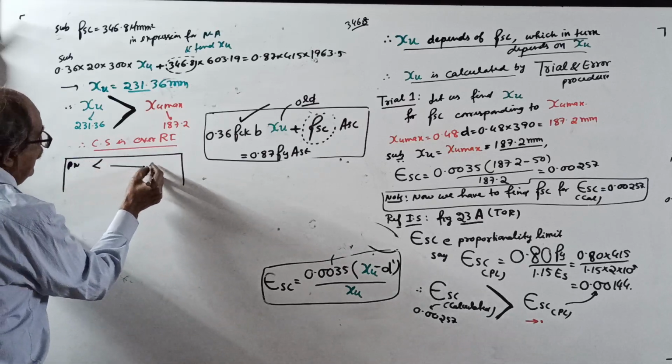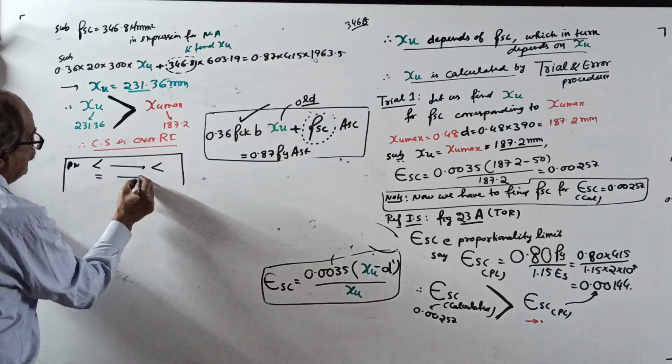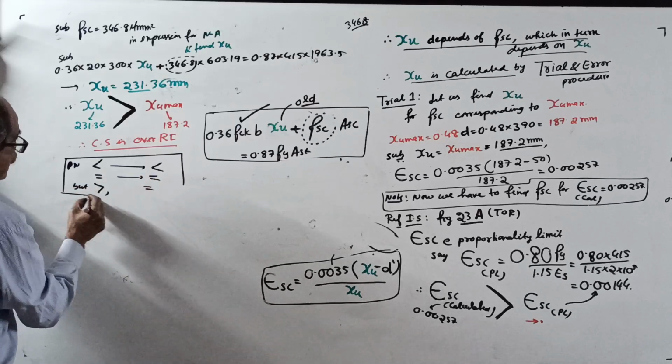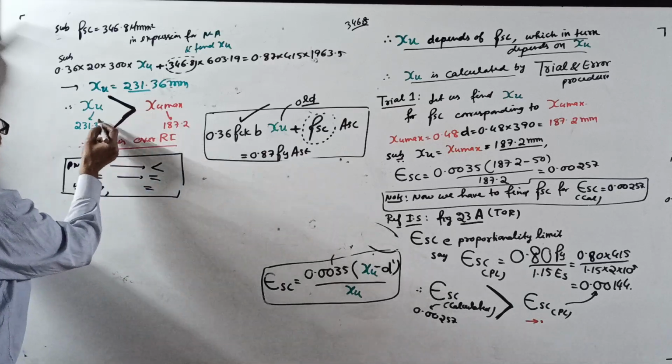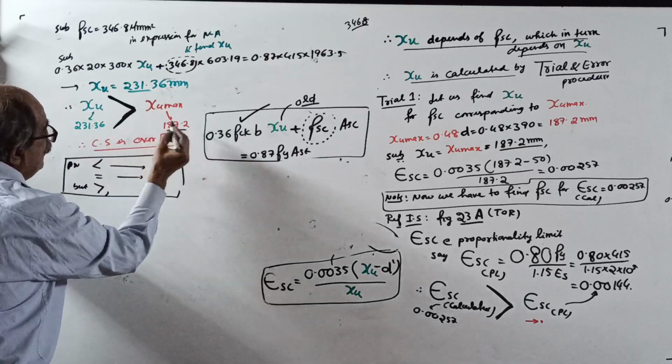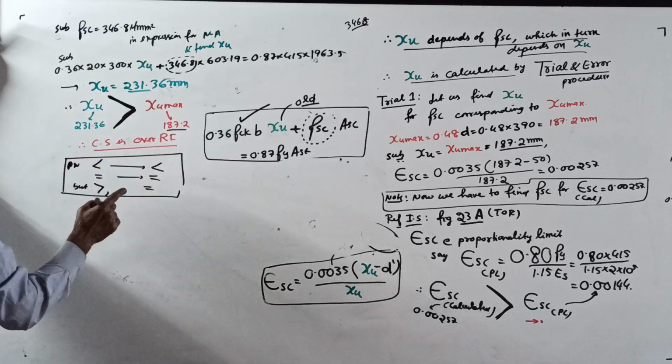Less means less, equal means equal, but more means equal. Therefore, right here, whenever your XU comes more, this value gets cancelled, you have to take equal. But one statement you have to write, I will write last time.